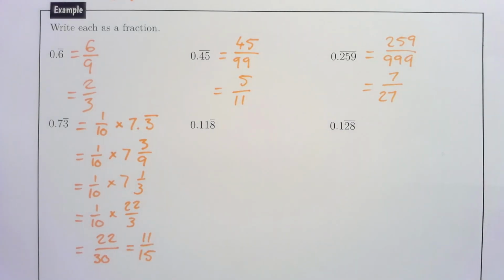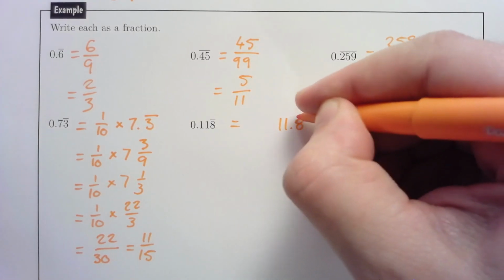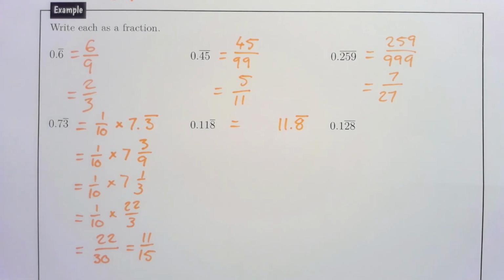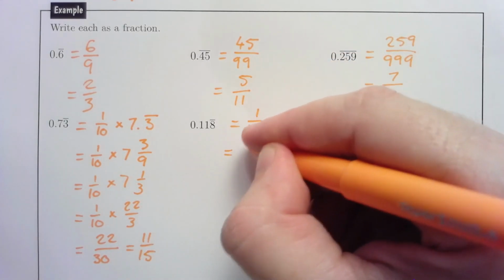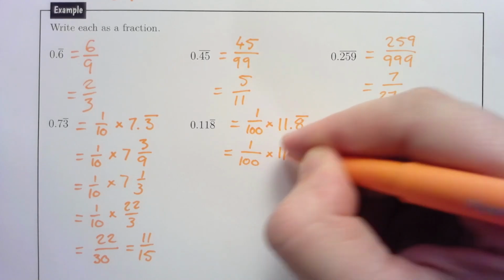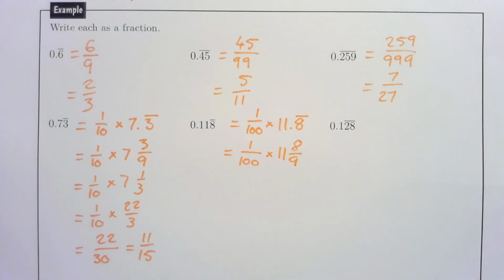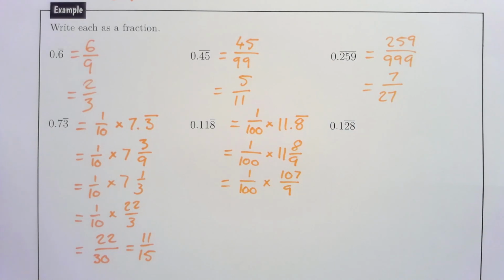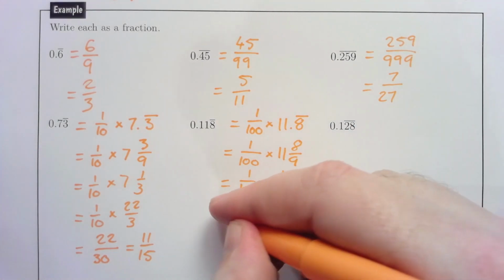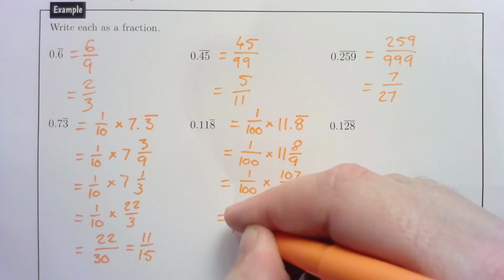For 0.118 repeating, where only the 8 is repeating, we want to shift this over so we have 11.8 repeating, so only the repeating digits come after the decimal point. We can make sure this has the same value by multiplying it by 1/100th. Now, 8 repeating is the same as 8/9. So we have 11 and 8/9, which is the same as 107/9. Multiplying this by 1 over 100, we get 107/900.